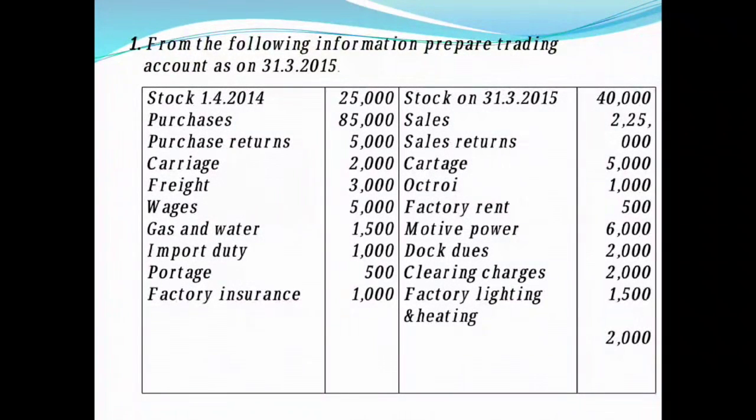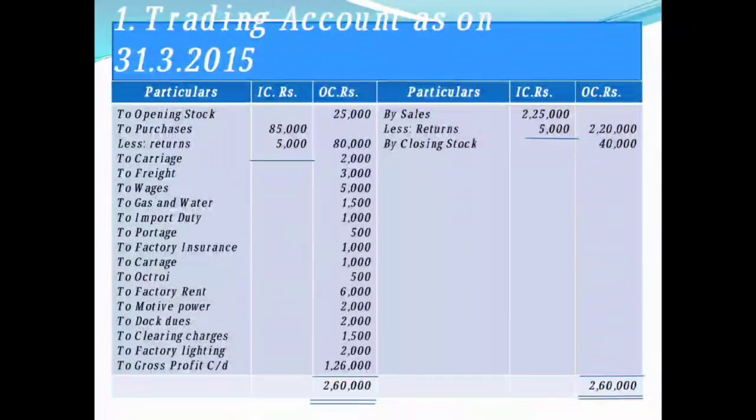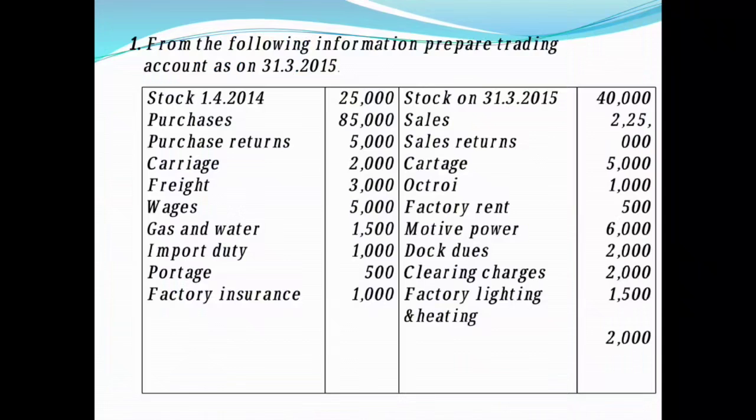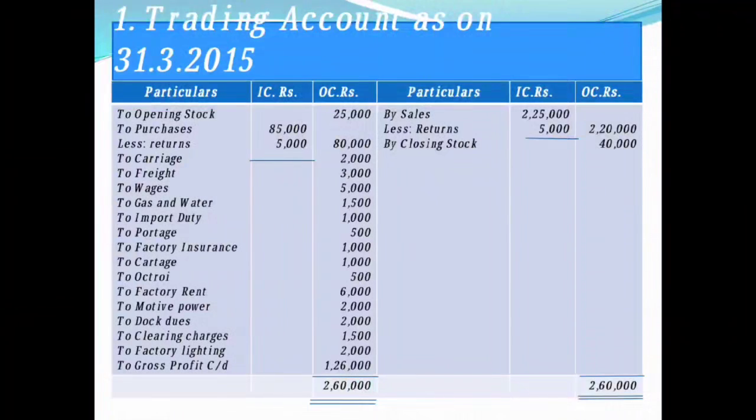Then next you have purchases 85,000. That will be recorded debit side. To purchases 85,000. Then purchase returns you have, which you are going to less with the purchases, less returns, purchase returns you have 5,000. So total purchases for the current year you have, it is 80,000, which you have to write in a outer column.